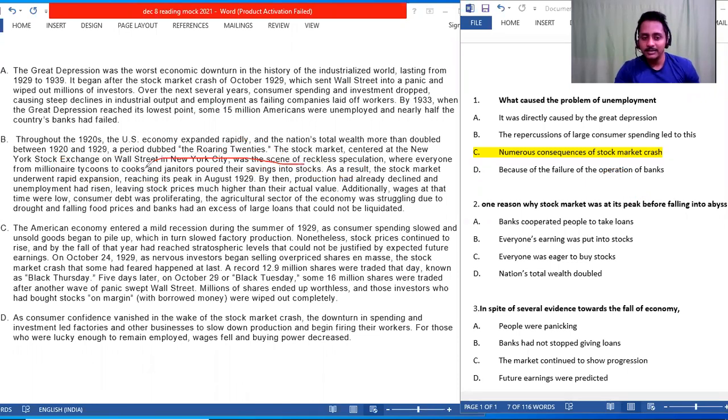Correct? Let's read this. As a result, total wealth demolished. Banks not in the picture. Everyone's earnings were put into stocks. Everyone was eager to buy stocks. Which one fits in more? Don't think of any other different perspective.